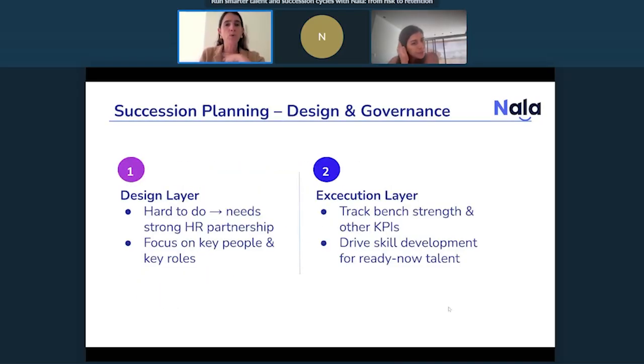When we're talking about succession planning, we're going to talk about two stages: the design piece and the governance piece. The governance would be more like when we're starting to execute. So for the design layer, the first thing I want to reflect on is how hard it is to actually design a succession plan. When we're thinking about managers and leaders within our companies, just remember that this is beyond many things they're already doing. This is another thing they need to do.